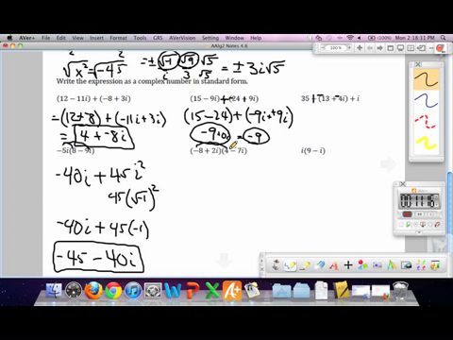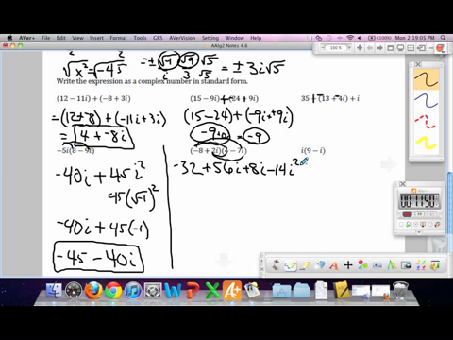Negative 8 times negative 7i should be positive 56i's. 2i times 4i is 8i's. And 2i times negative 7i's is negative 14 i squared. Just like if there were variables. Combine like terms. These are alike.